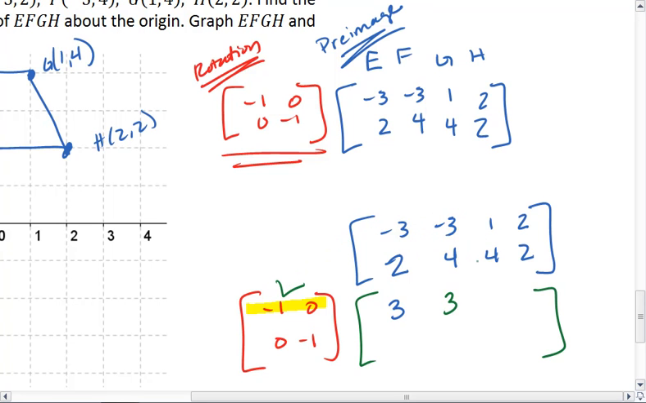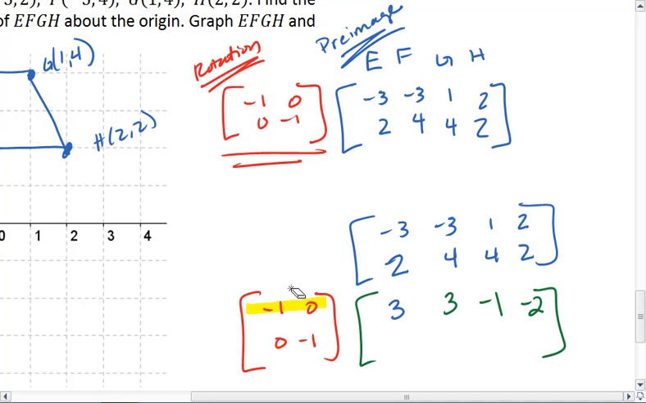Okay. Now first row by the third column. Negative 1 times 1 is negative 1. 0 times 4 is just 0, so that's not going to make any difference. And then lastly, first row by the fourth column. Negative 1 times 2 is negative 2. 0 times 2 is 0, so we just get a negative 2.